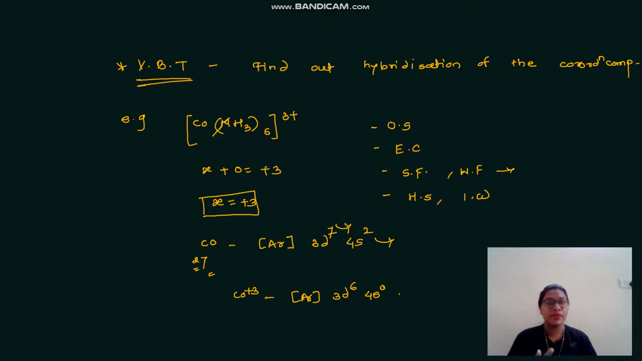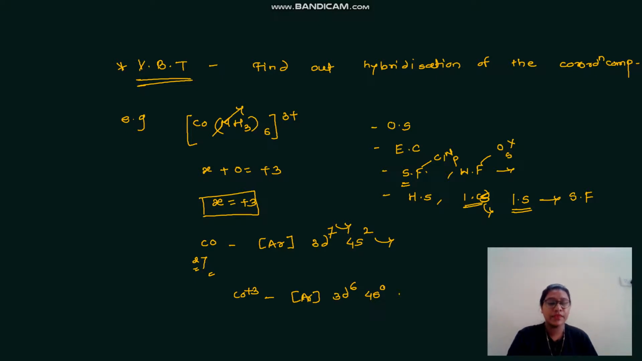Now find out whether the ligand is strong field or weak field. If the donor atom is carbon, nitrogen or phosphorus, then the ligand is strong field. If the donor atom is oxygen, sulfur or halogen, then the ligand is weak field. Here the donor atom is nitrogen, therefore the ligand is strong field. If the ligand is strong field, then the complex is low spin.